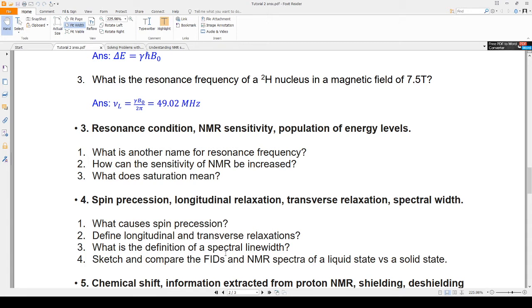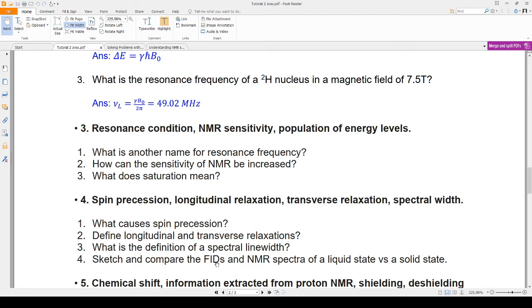So what is the definition of spectral line width? Again, it's in the notes. You look at the NMR peak and you look at the height of the peak. Half the height is where you start measuring the line width, so it is the line width at half the height of a spectrum.